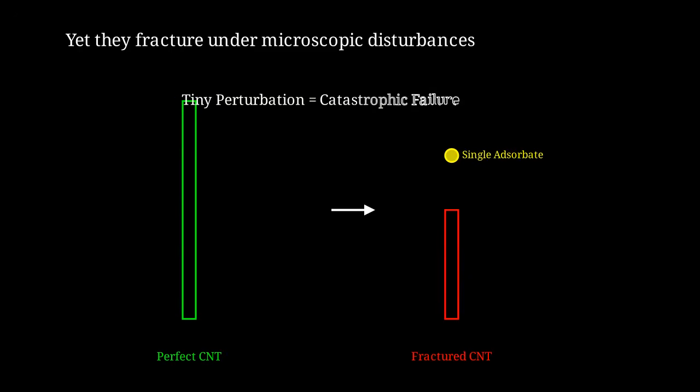Imagine a flawless carbon nanotube on the left, pristine and strong. A single atom or molecule adheres to it, and suddenly the entire structure fractures. Why should we care about this paradox? Because it fundamentally limits the application of nanomaterials in real-world engineering.